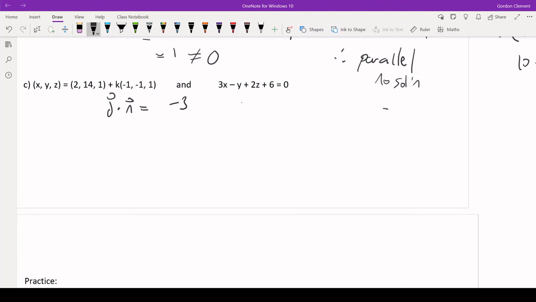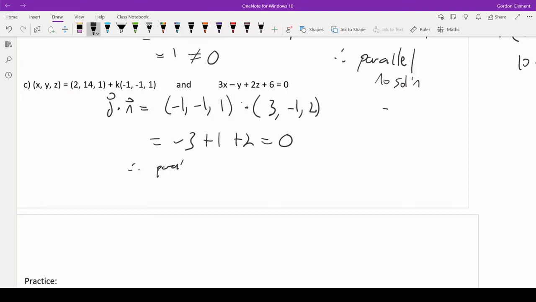You get -3, sorry, I guess I should write out the vectors. -1, -1, 1, dotted with 3, -1, 2. And we get -3 plus 1 plus 2, and that is 0. So we can conclude parallel or coincident.